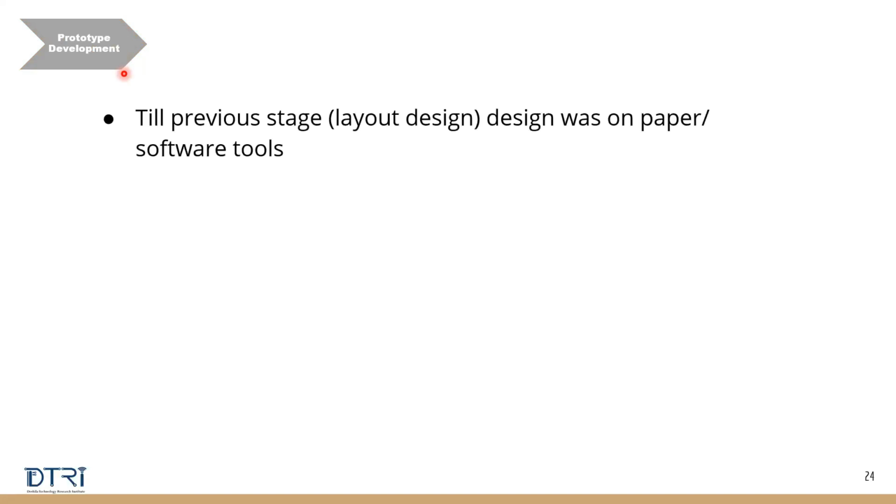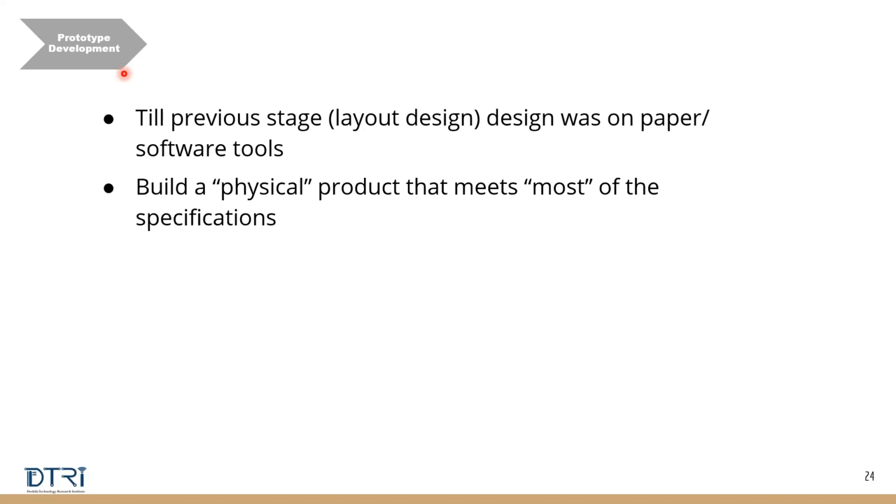So if you recall, when we started with product definition and architecture, we used maybe a pen and paper, or we use some Word document or a PowerPoint or Excel sheet to write things. Then after that, in the schematics, placement and layout design, we used some software tools to do that. Now it is time to build a physical product that meets most of the specifications.